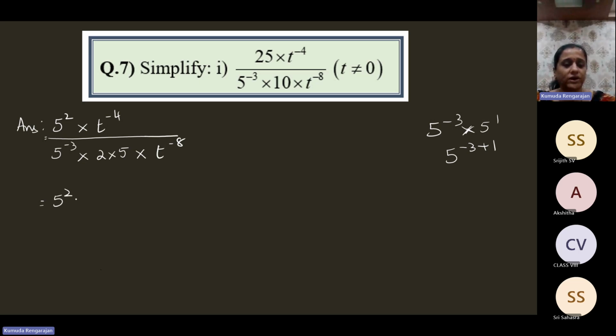5 to the power 2 into t to the power minus 4. I'm simplifying the terms with base 5 in the denominator first. So bases are same, 5, and it's multiplication. So we add the powers, minus 3 plus 1. Please watch your screen. There's 1 here. There's no power means there's 1 there, not 0. So we add the powers, minus 3 plus 1. That 2, which is there.